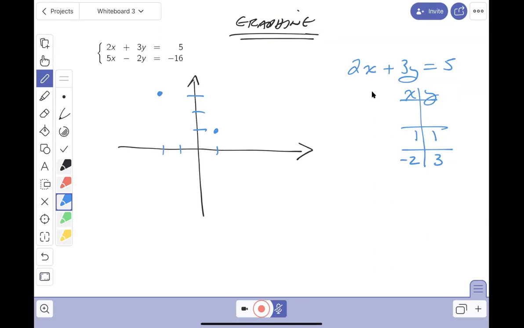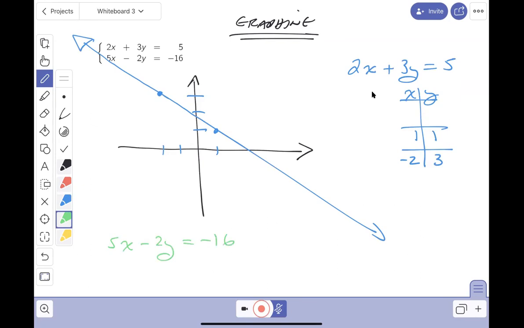All right, I'm going to draw my line through that. And I'll be honest with you, my lines never look good. All right, there's my line. Let's do the other line. And the other line is going to be 5x minus 2y equals minus 16.